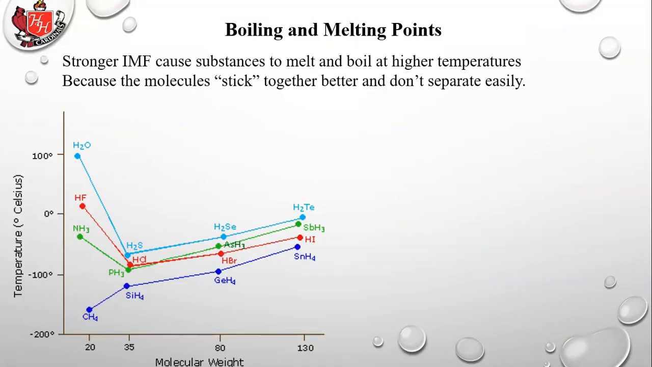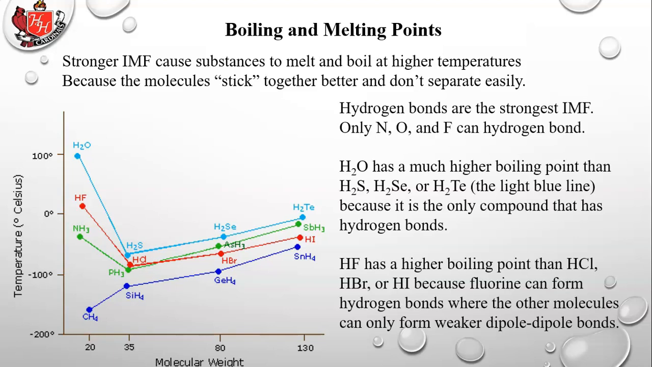So stronger intermolecular forces cause substances to melt and boil at higher temperatures because the molecules stick together better and don't separate as easily. So the Coulombic forces are better able to overcome the kinetic energy forces that are trying to break them apart. Hydrogen bonds are the strongest intermolecular forces, and only nitrogen, oxygen, and fluorine can hydrogen bond.